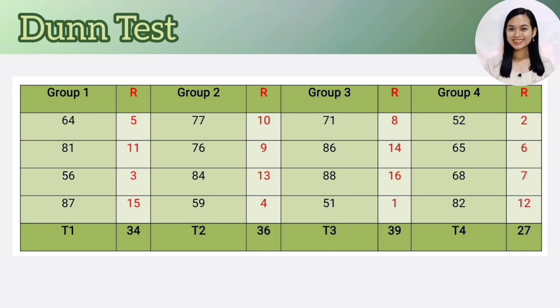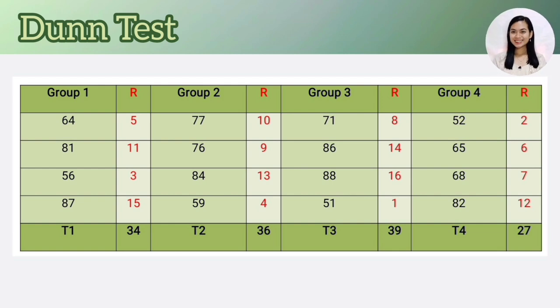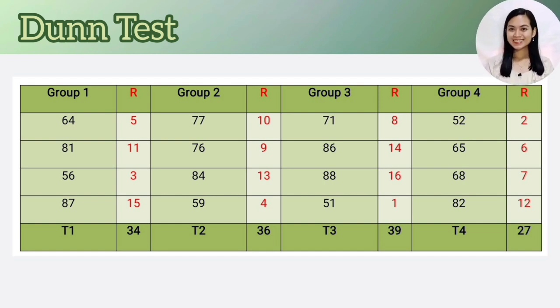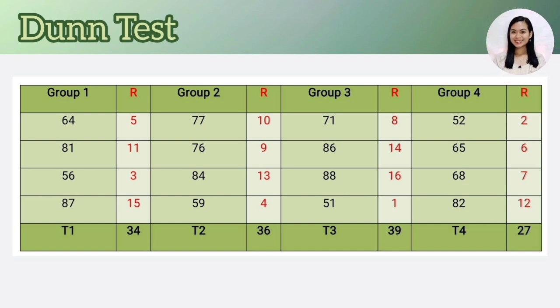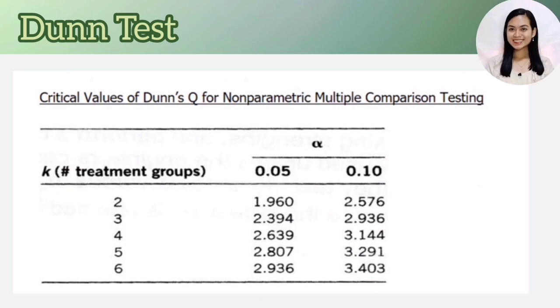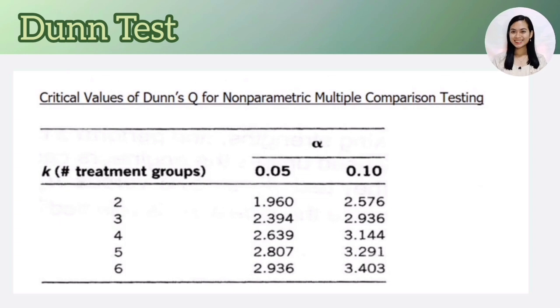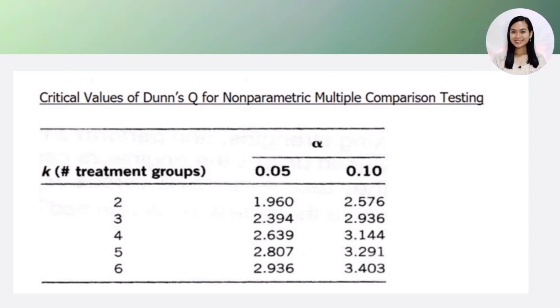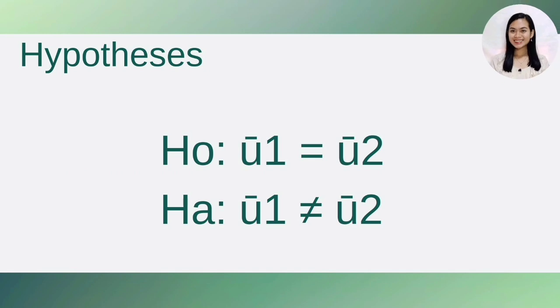Now we want to know which of these groups are different from one another. We have to compare each of these groups one by one. For example, Group 1 and 2, Group 1 and 3, Group 1 and 4, Group 2 and 3, Group 2 and 4, and Group 3 and 4. So we have to calculate 6 different values of Q and compare them to the critical value at an alpha level of 0.05. And k is 4, so the value that we are comparing all of the Q values to is 2.639.